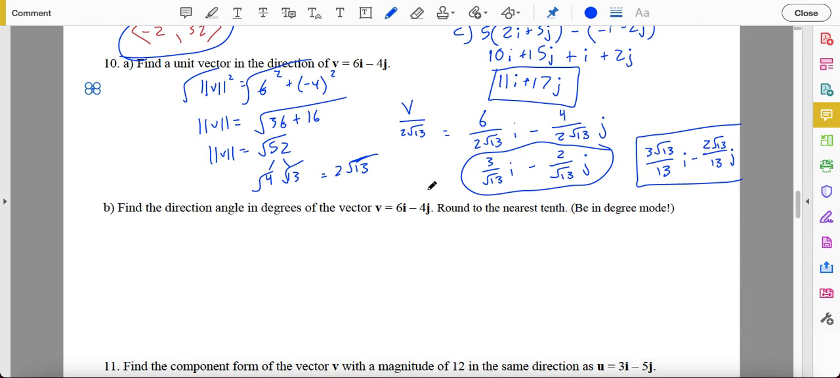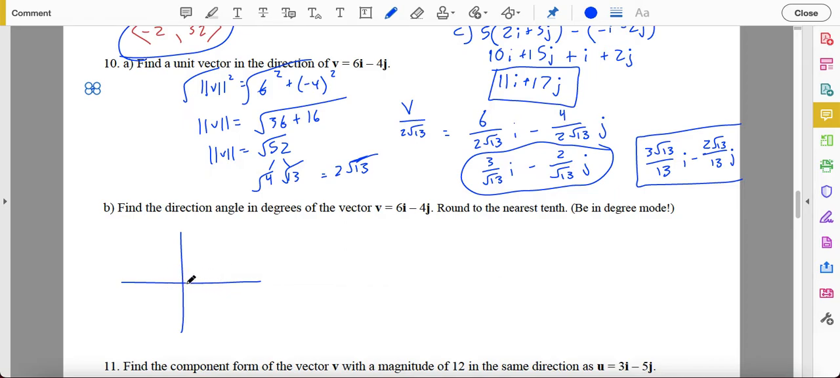All right, part B. Find the direction angle in degrees of the vector 6i minus 4j. Round to the nearest tenth. Okay, so we're finding direction angle now. Now remember, all direction angle is the angle from our vector, from the positive x-axis.